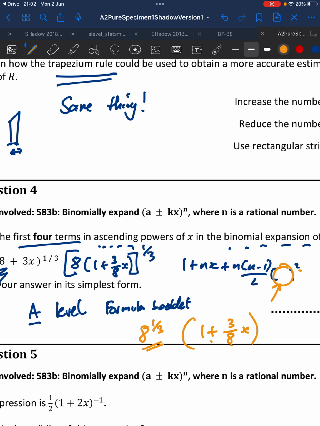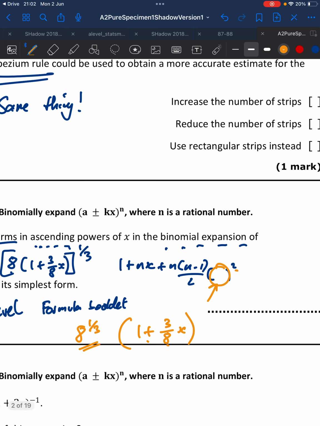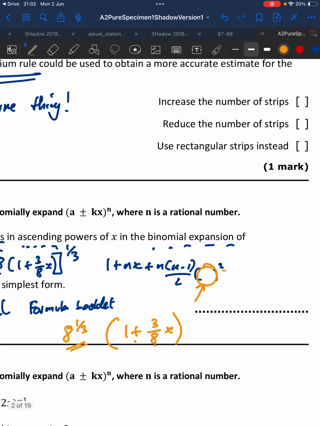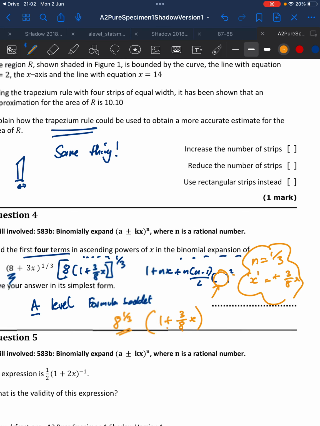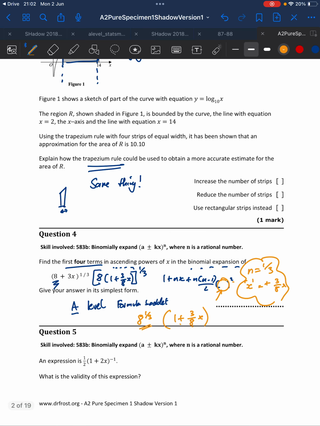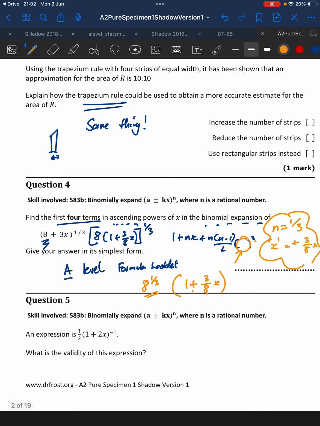Careful with your signs, careful with your fractions. I would even suggest you write out n equals a third. The bit that is called x is not x, it is a positive 3/8 x. Okay, if you do all of this stuff, well done, you're going to get the marks. Easy. If you don't and you are careless, you will be throwing them away. So please make sure that you are methodical with that one there.